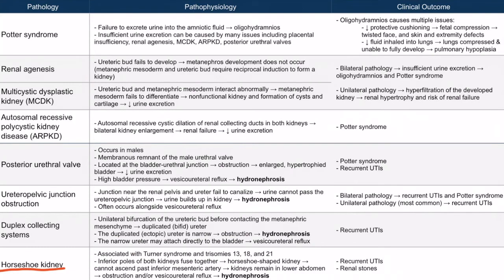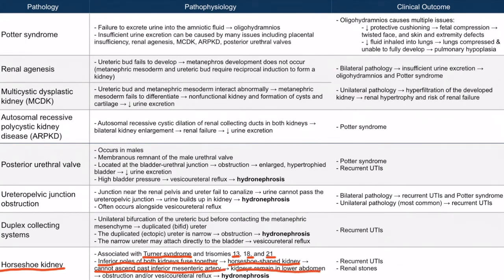These often occur with Turner syndrome, or several of the trisomies, including trisomy 13, 18, and 21. In this condition, the inferior poles of both kidneys fuse together. This results in a horseshoe-shaped kidney. Normally during development, kidneys will ascend from the pelvis, and go higher near the lumbar vertebrae. But because of this fusion, the inferior poles of the kidneys get caught on the inferior mesenteric artery. So the kidneys cannot ascend past that IMA. So they remain in the lower abdomen.